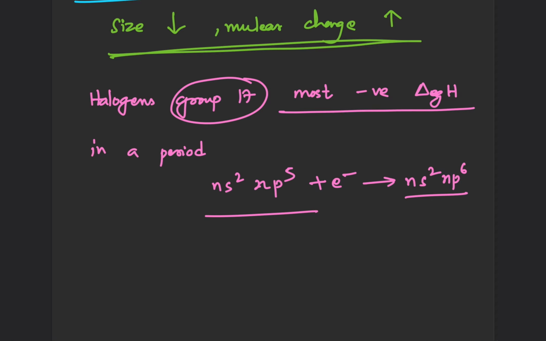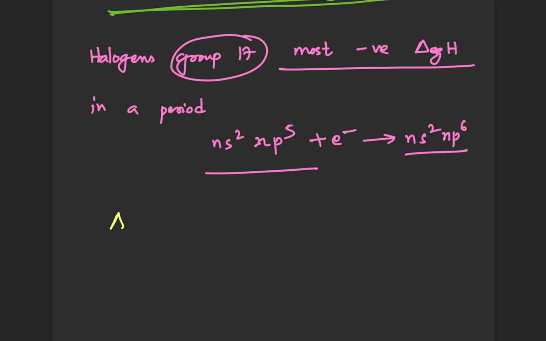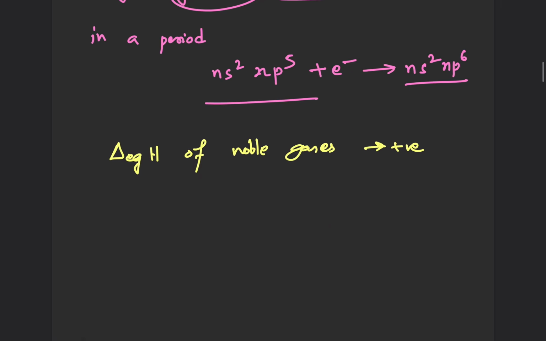Okay, and the electron gain enthalpy of noble gases is positive, that is delta EGH of noble gases is positive. Okay, because they have completely filled subshells and the next electron has to be placed in an orbital of the next higher shell. Okay, so therefore energy has to be supplied for that case, and also you are disturbing a very stable configuration.